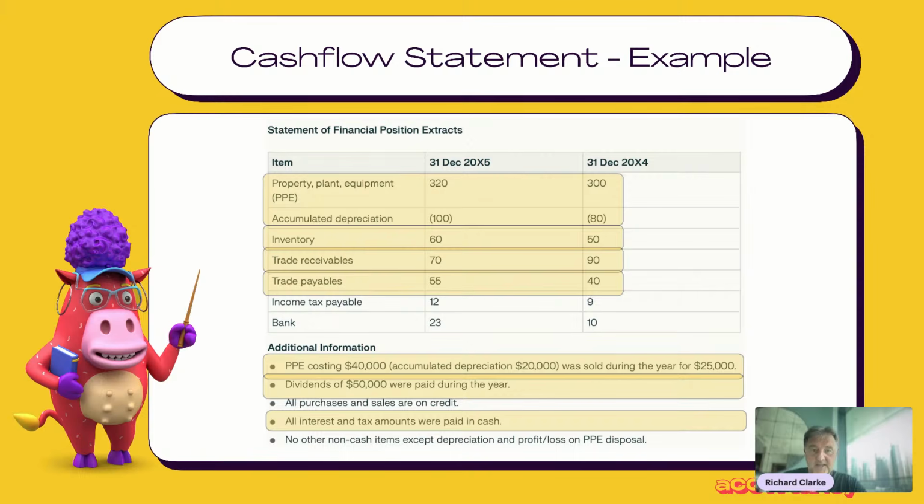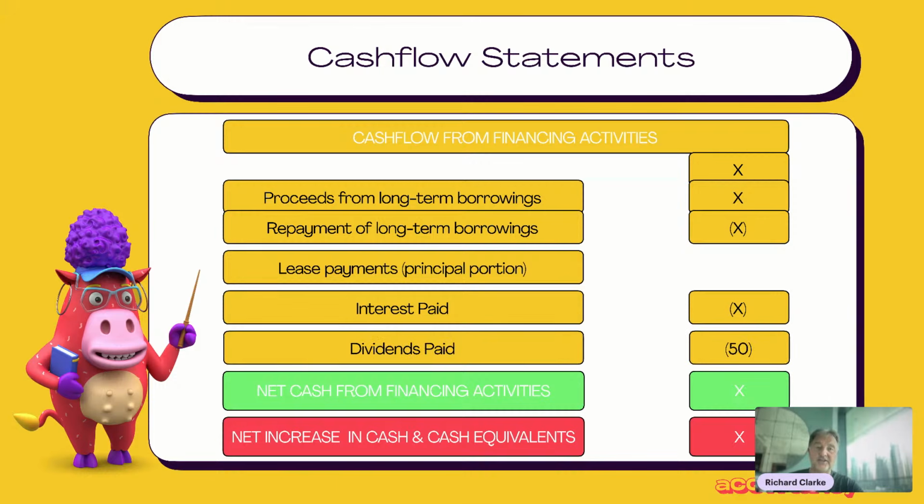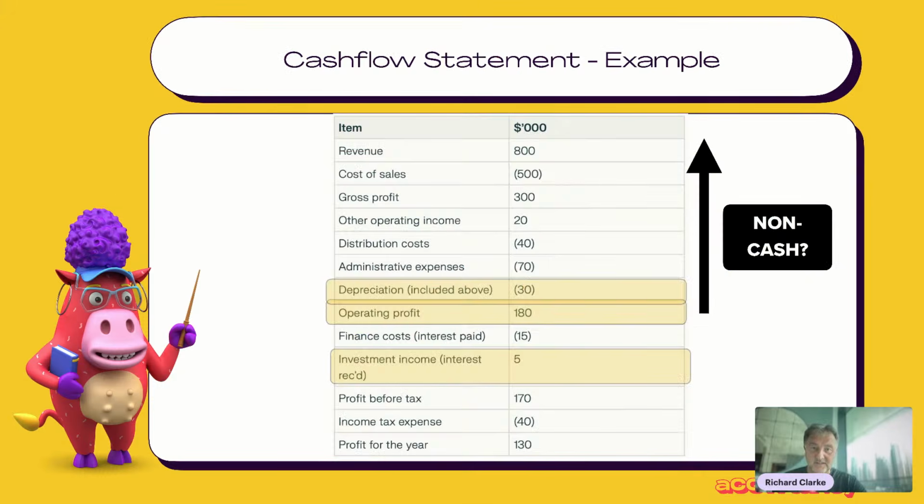Dividends paid, yeah, 60,000. So dividends paid, you just think, right, okay, examiner tells me dividends paid. I know that goes to financing activities. Where does dividends received go? Investing activities. Where does interest received go? Investing activities. Where does interest paid go? Financing activities.